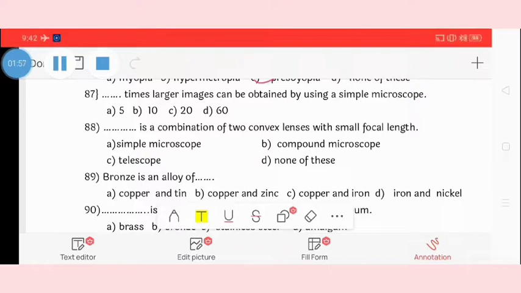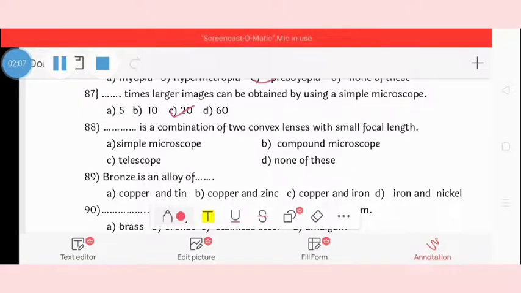Dash times larger image can be obtained by using a simple microscope. So the correct option is option C, that is 20 times larger image can be obtained by using a simple microscope. Next, dash is a combination of two convex lenses with small focal length. The options are simple microscope, compound microscope, telescope, and none of these. So the correct option is option B, that is compound microscope is a combination of two convex lenses with small focal length.